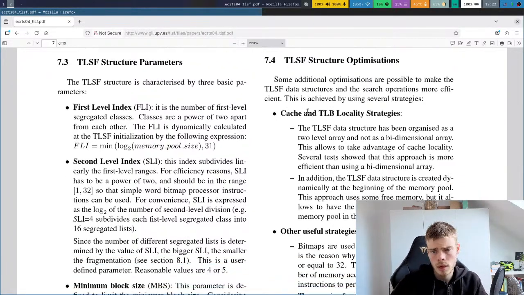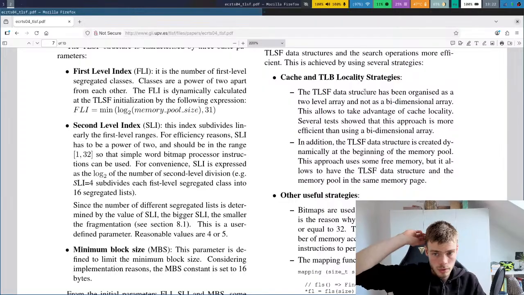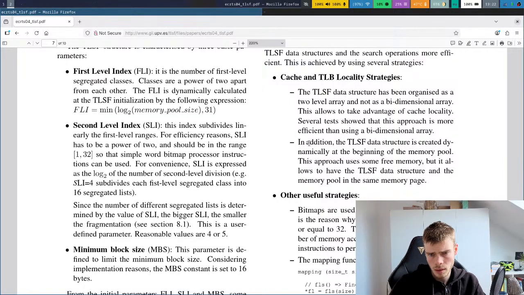Okay. Some additional optimization is possible to make search operations more efficient. This is achieved by using several strategies, cache and locality strategies. The TLSF data structure has been organized as a one-level array and not as a bi-dimensional one. This allows to take advantage of cache locality. Tests showed that this approach is more efficient than a bi-dimensional array. In addition, the TLSF data structure dynamically places itself at the memory pool. This approach uses free memory but allows to have the TLSF.